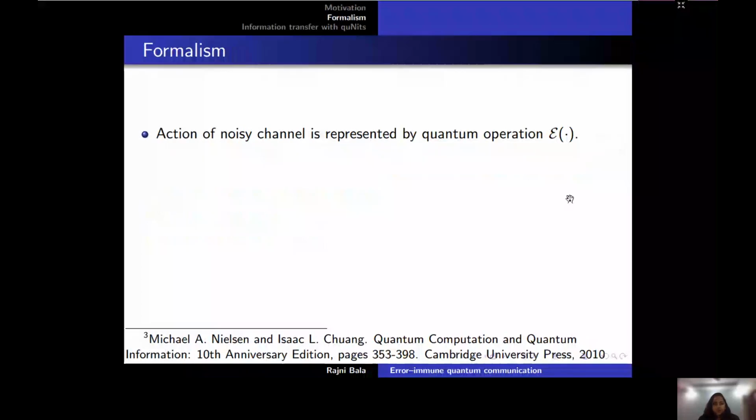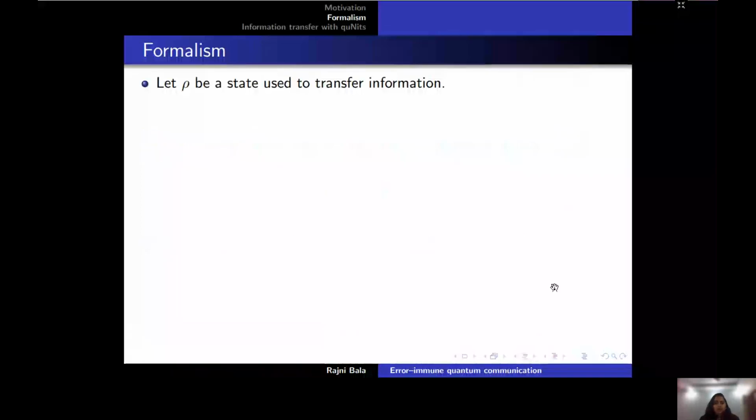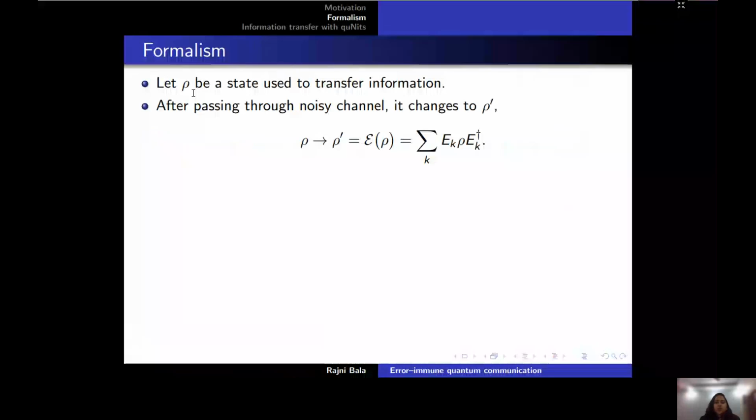Any noisy channel is mathematically represented by the quantum operation E. One way to represent these quantum operations is via the operator sum representation, where the E_k are called the Kraus operators, which satisfy this particular condition. Now let's assume that rho is the state being used to transfer the information. After passing through the noisy channel, this rho changes to rho prime through this noisy operation, which is shown here.